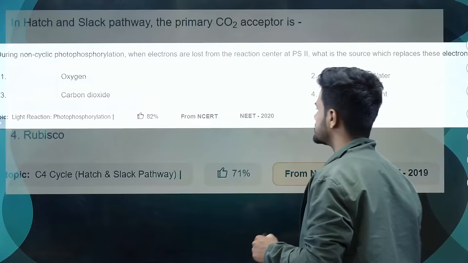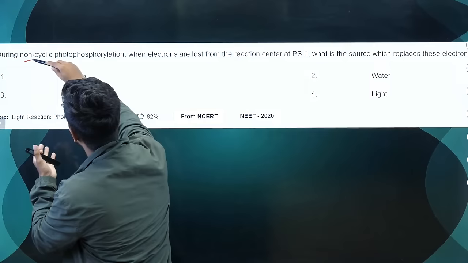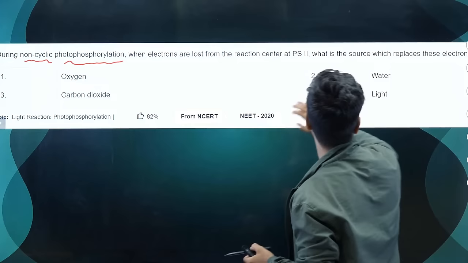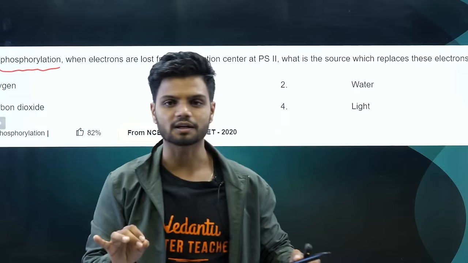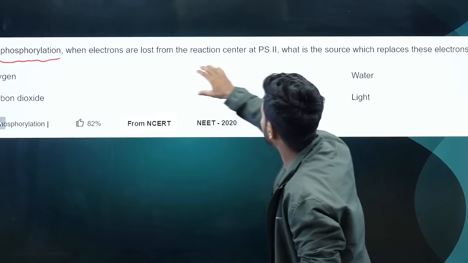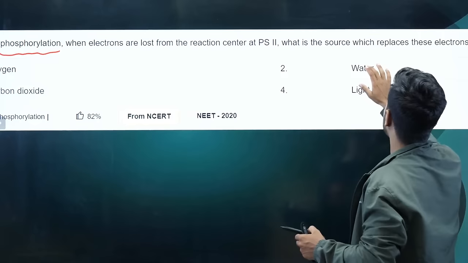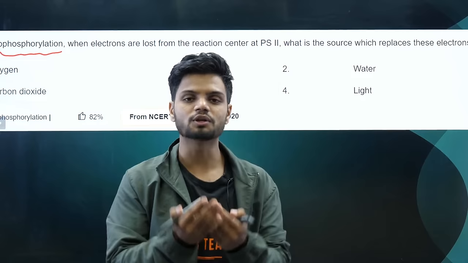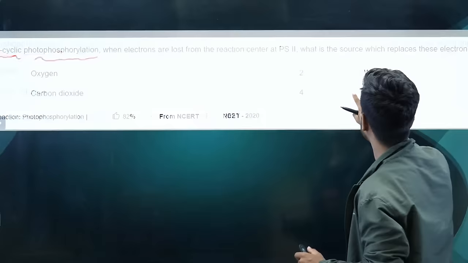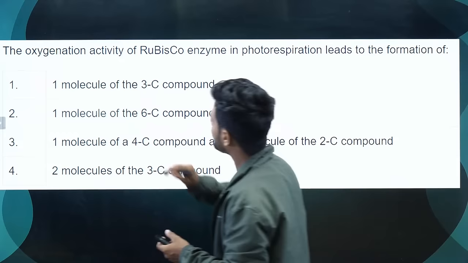During non-cyclic photophosphorylation, when electrons are lost, all of you know that in non-cyclic, electrons are not coming back. Electrons are lost from the reaction center at PS2. What is the source of replaced electrons? In non-cyclic photophosphorylation, there is splitting of water, hydrolysis of water. Option number two, water.